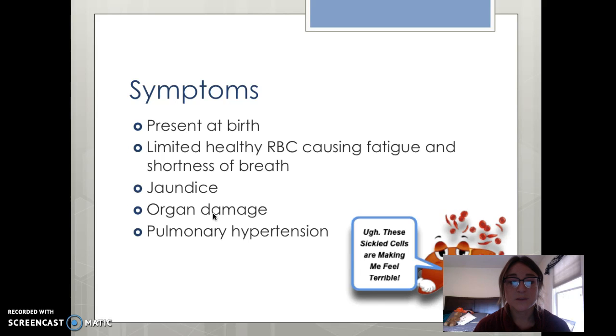Due to the red blood cells getting stuck in the blood vessels, there may not be adequate blood flow to the organs, which can in turn cause organ damage, especially in the lungs, kidneys, spleen, and the brain. Those are all very severe. Another severe symptom of sickle cell anemia is pulmonary hypertension, which is also known as high blood pressure.